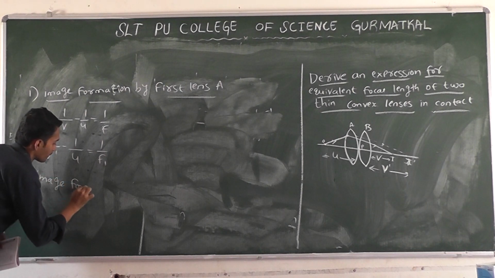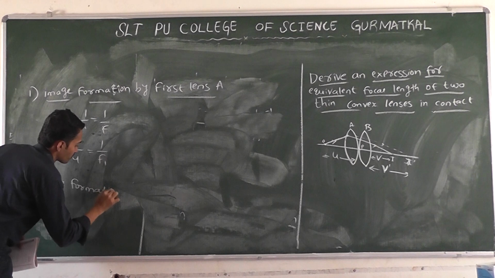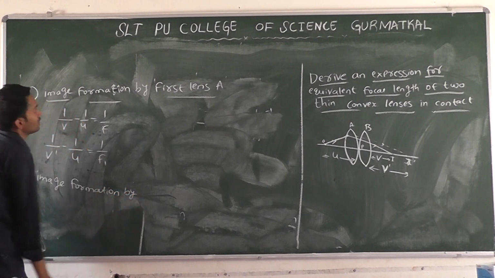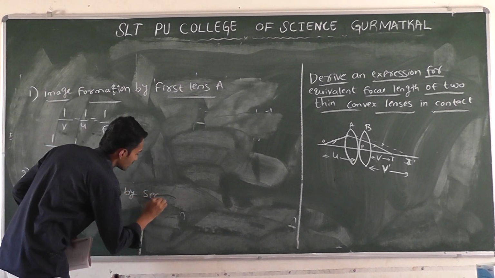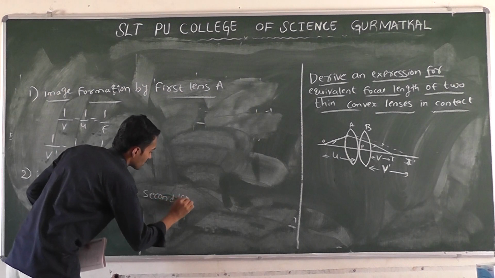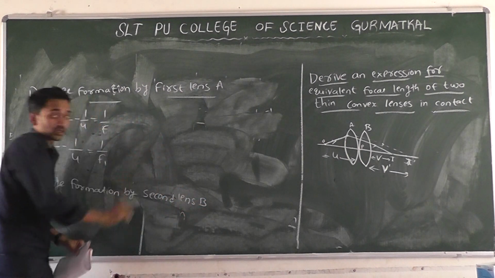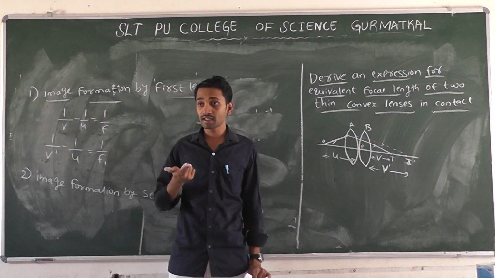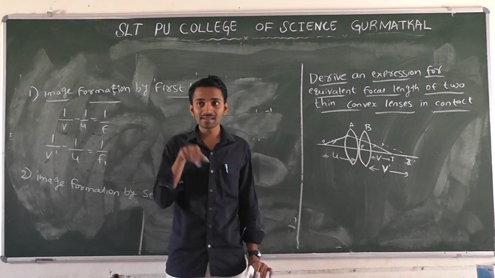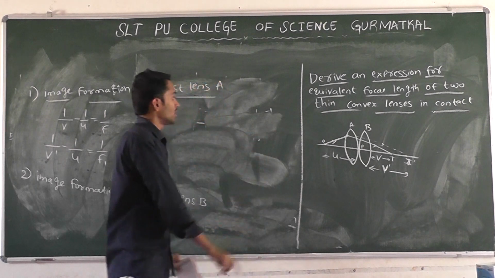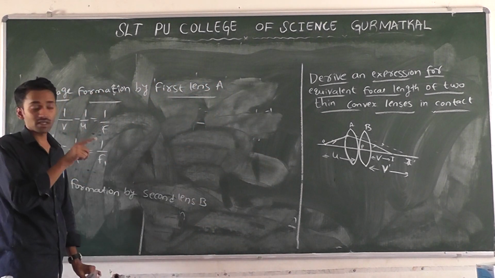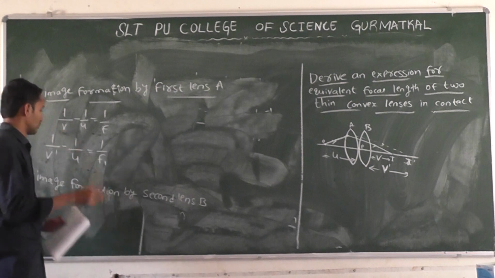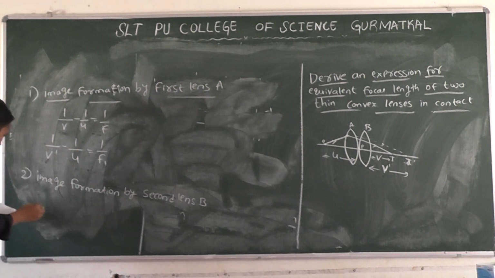second lens B. Yesterday also, the image I dash acts as a virtual object for lens B. So we are using the same here. I dash acts as a virtual object for the second lens B. So what do we have to write?